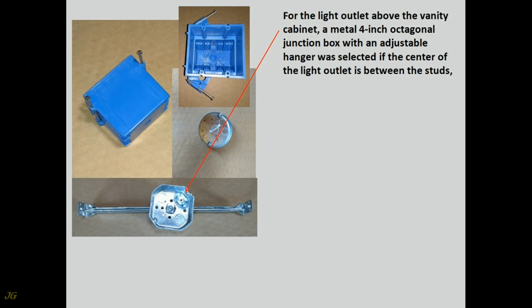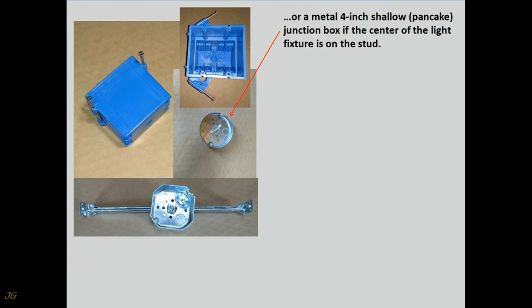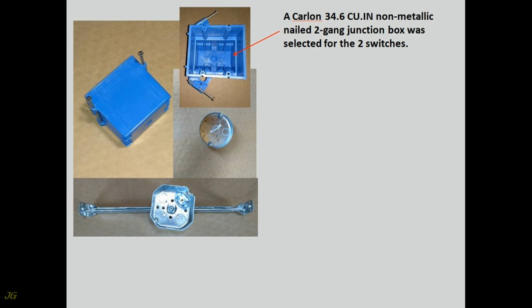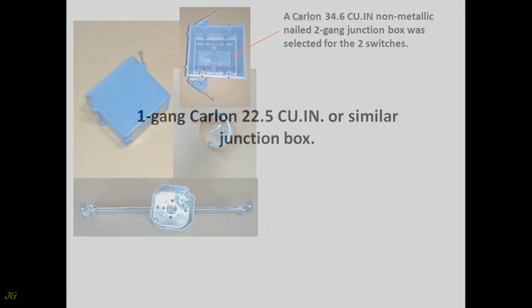For the light outlet above the vanity cabinet, a metal 4-inch octagonal junction box with an adjustable hanger was selected if the center of the light outlet is between the studs. Or a metal 4-inch shallow, pancake, junction box if the center of the light fixture is on the stud. A Carlin 34.6 cubic inches non-metallic nailed 2-gang junction box was selected for the 2 switches.